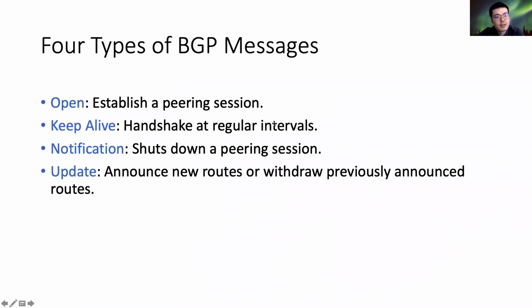Okay, so there are 4 types of BGP messages. The first is called open, which means you will establish a peering session. It's like TCP, which we will see later. It's not connectionless, it's not stateless, but you have a state maintained. You establish a peering session there. Then you need to do a handshake at regular intervals, let's say every 30 seconds or 30 minutes. So, hey, you are still alive there, right?